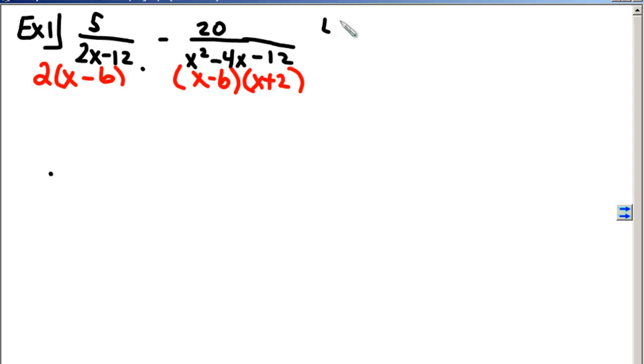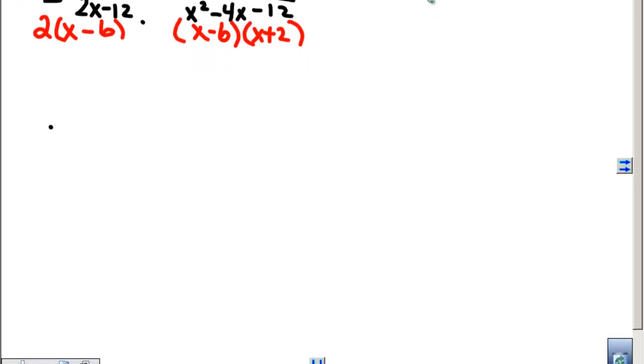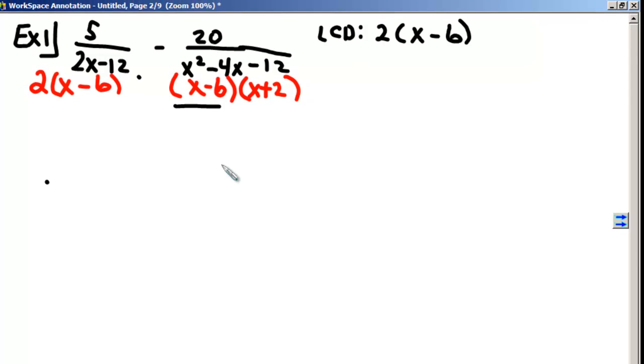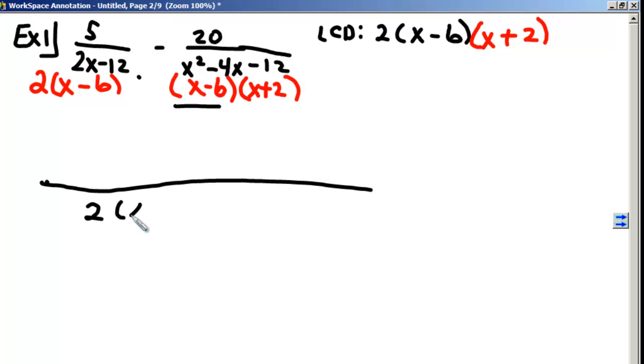Our next step is to figure out our least common denominator. We do that by writing down the factored expression from the denominator in the first fraction. Now we look at the second denominator. Is there an x minus 6 already in the written down expression? Yes, there is, so I do not rewrite it. Moving to the next term, is there an x plus 2 in this expression? No, there's not. So I need to multiply what we have by x plus 2. My least common denominator is 2 times x minus 6 times x plus 2.